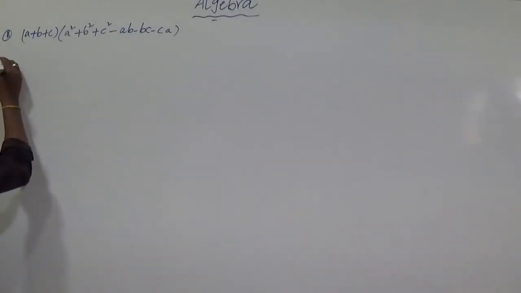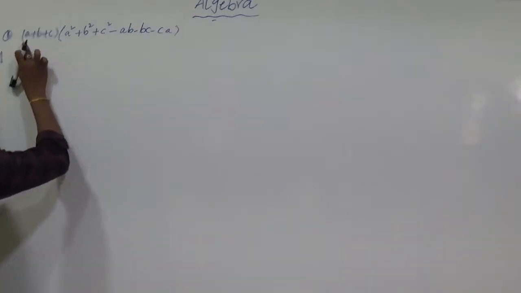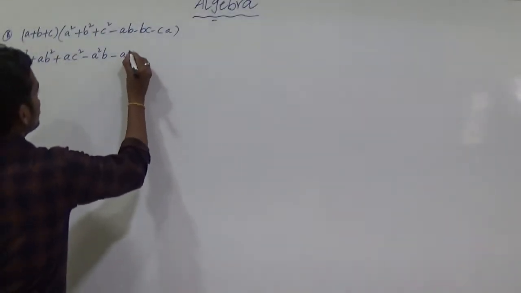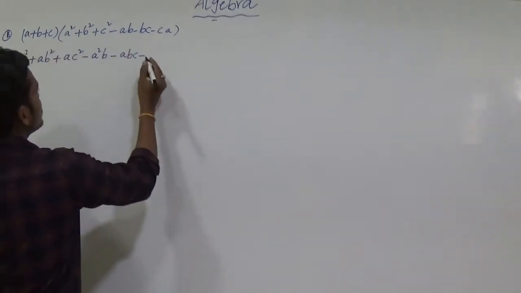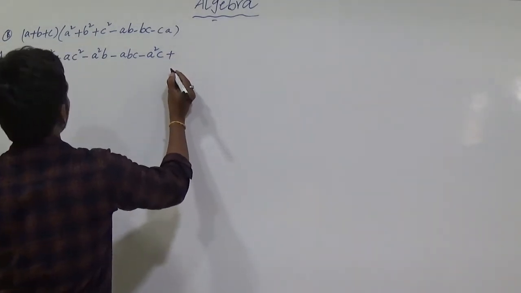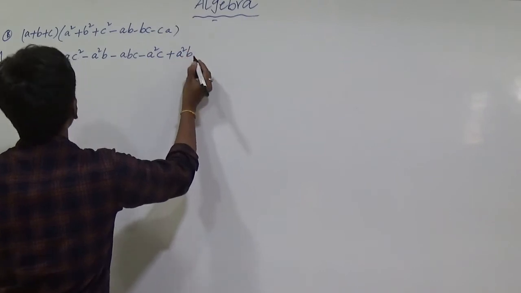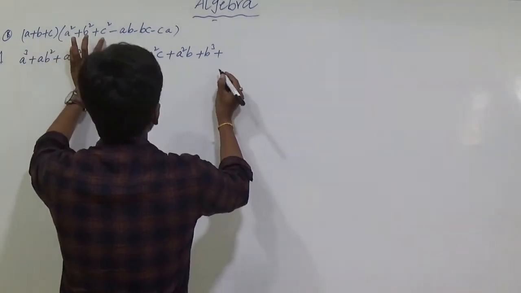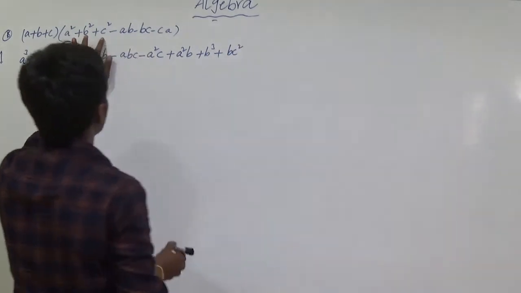So look here. First, multiply a with all the terms. First, a into a square, a cube, plus a into b square, ab square, plus a into c square, ac square, minus a into ab, a square b, minus a into bc, abc, minus a into ca, a square c. Now b: b into a square b, b into b square, b cube, plus b into c square, bc square. Are you okay? Are you following?